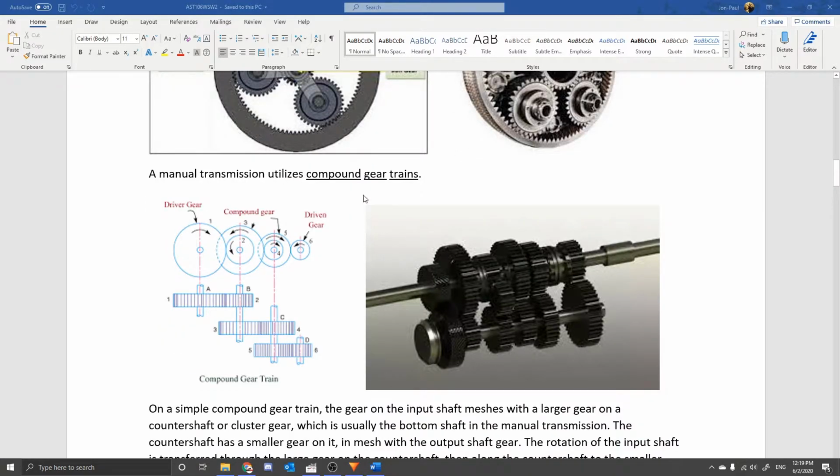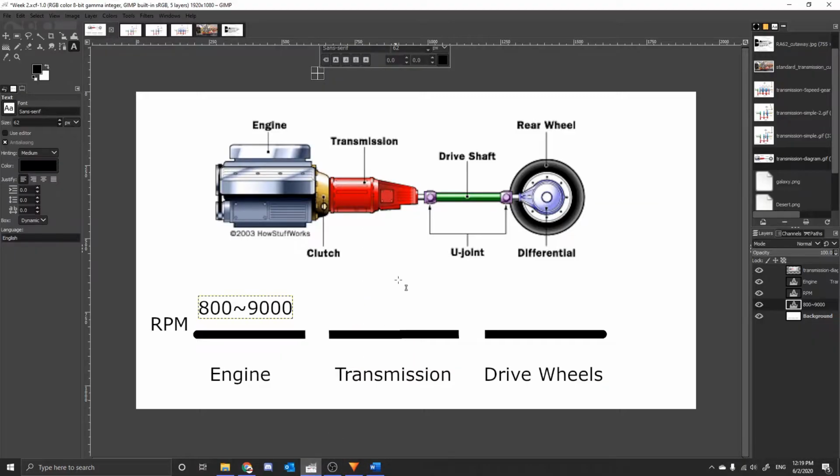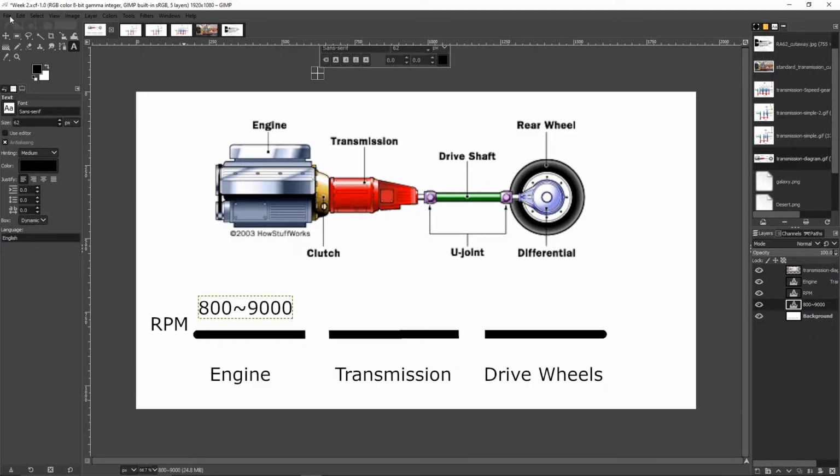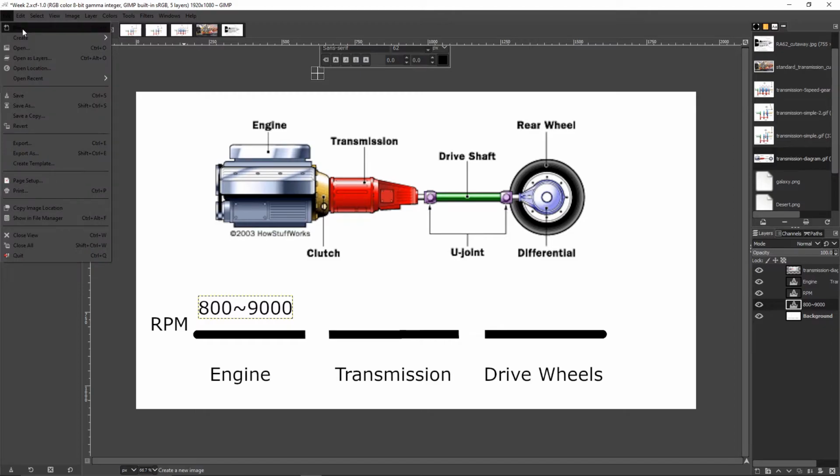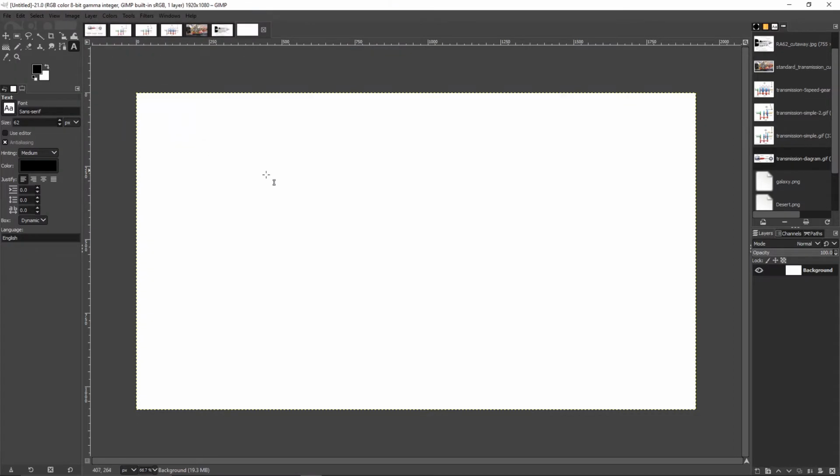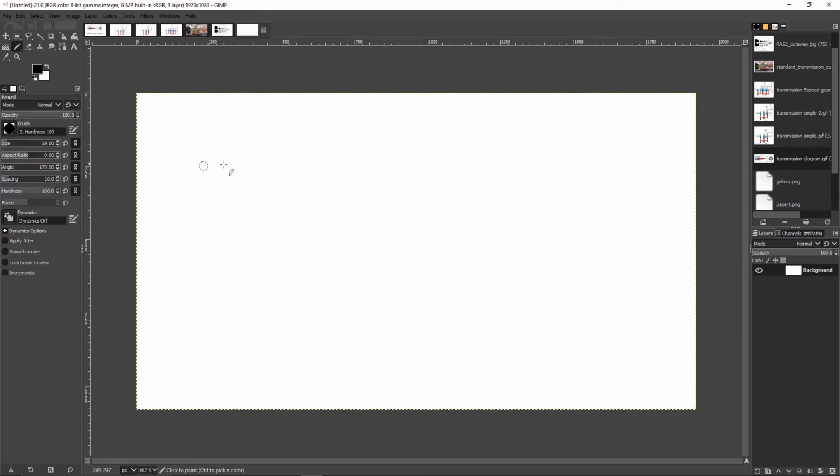So we call it a compound gear train because we need several gears. We can't just throw one gear. Let me bring up the drawing here. We can't just have one gear, and I'll show you why. Give me my little pencil here.